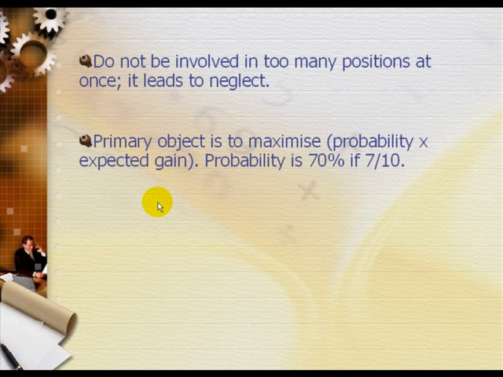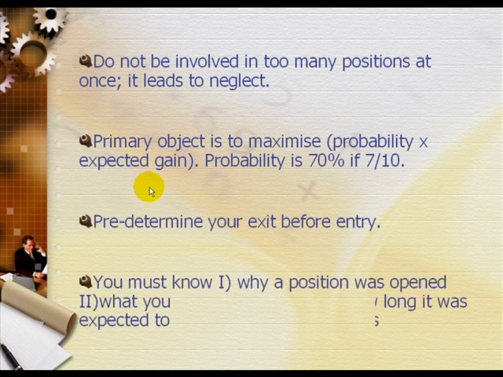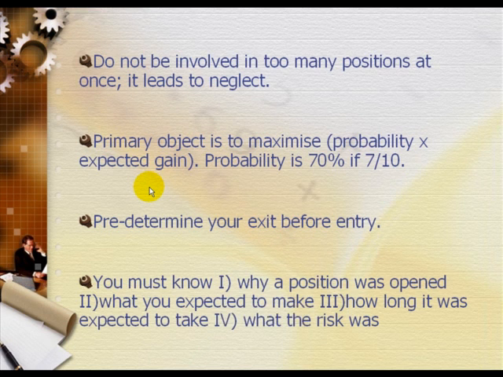Final point on this chart. You must know why a position was open, what you expected it to make, how long you expected it to take to make that amount of money, and what the risk was. Make a note of those. What you need to do on a sheet of paper is have a note of all of those four. Why did I open it? What did I expect to make? How long did I expect it to take? What was the risk? In other words, when will I know I'm wrong? And you can mark those points out on a chart. Again, I'll show you some examples in a second. That's the end of this small chapter.